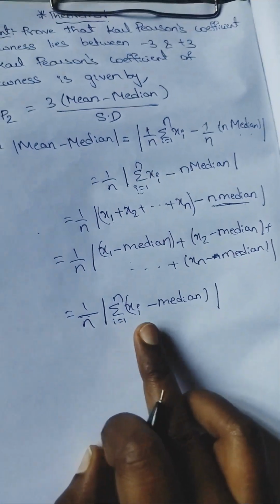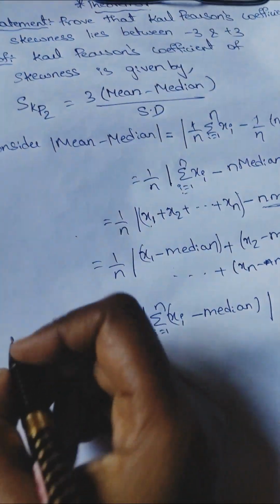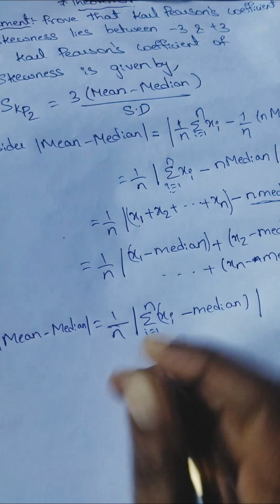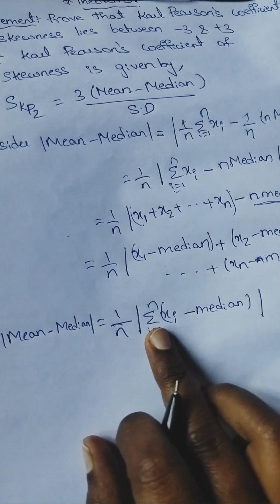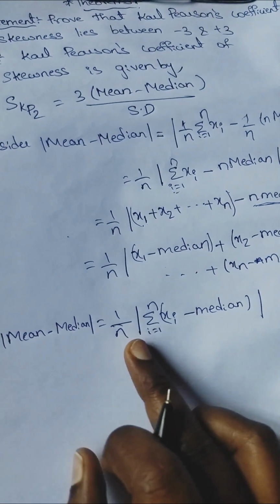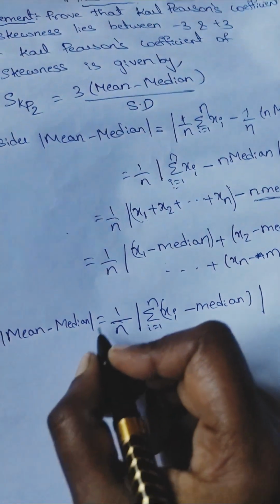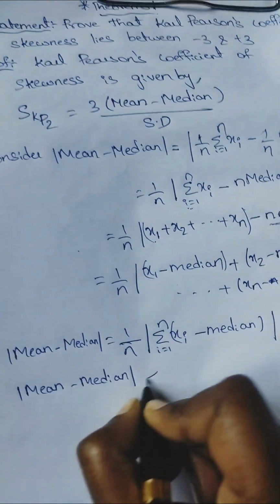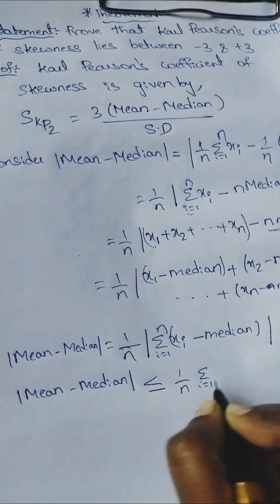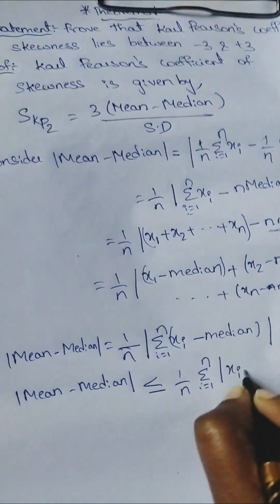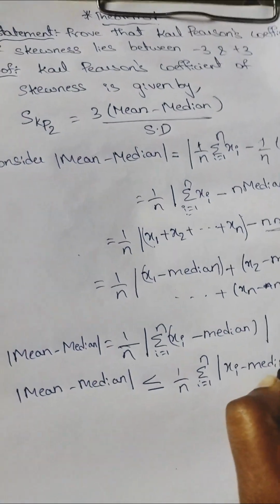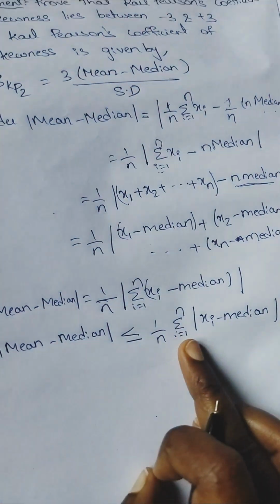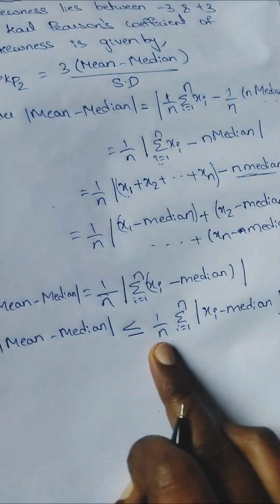1 by n modulus of summation i equal to 1 to n xi minus median. On the left side we have mod mean minus median, right? Now I want to get the summation out of the mod. So what will I get? The equal to sign changes to less than or equal to. So mod mean minus median is less than or equal to 1 by n summation i equal to 1 to n mod xi minus median. Is it clear? Just I have taken the summation outside the mod, so the equal to sign becomes less than or equal to.